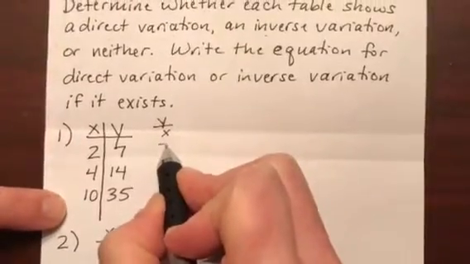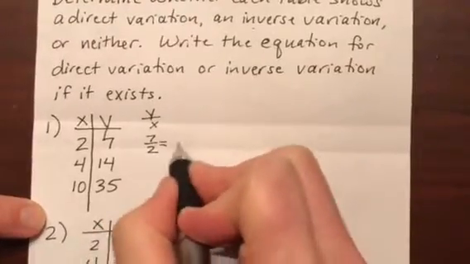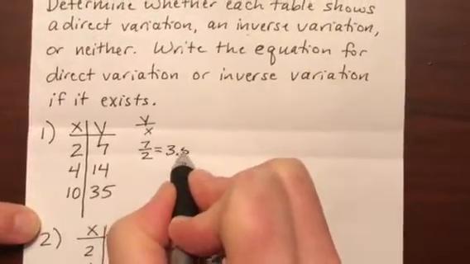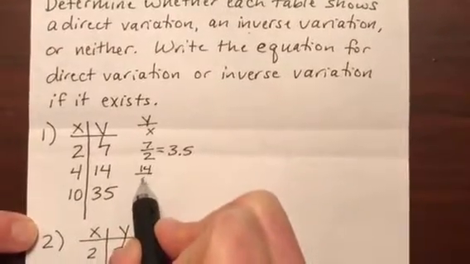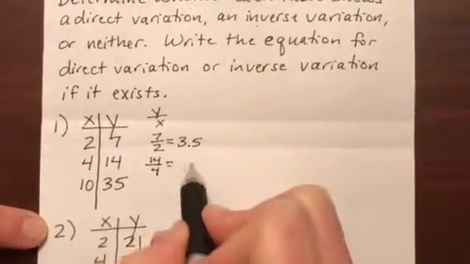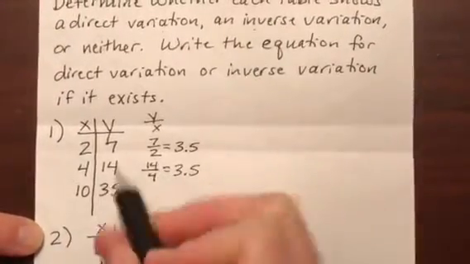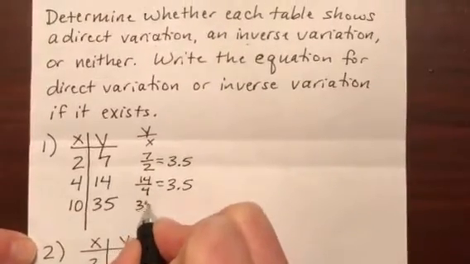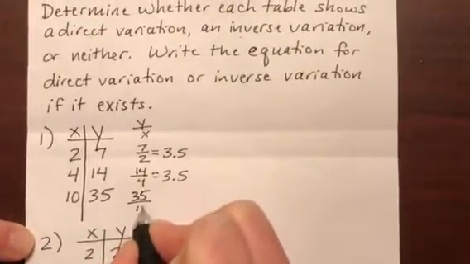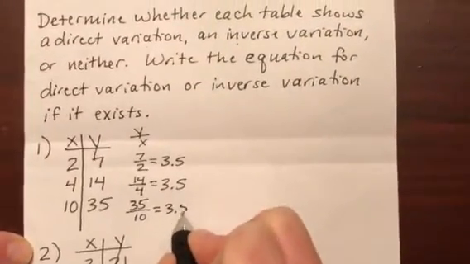So in the first one we'd have 7 over 2 is our y over x, which when we divide we'd get 3.5. The second one would be 14 over 4, and when we divide that, we get 3.5 again. This looks promising. And then the third one would be the y, so 35 over the x, 10, and 35 divided by 10 is also 3.5.